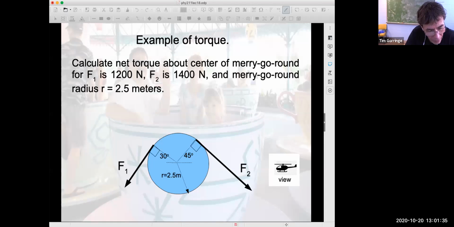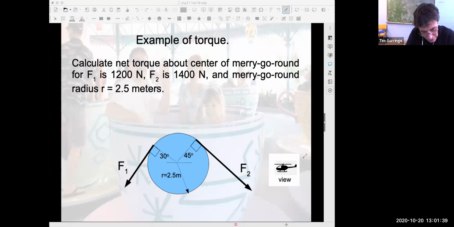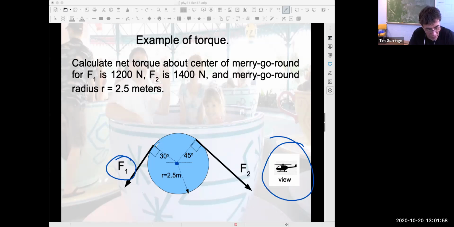So this is a sketch of that arrangement. This is a helicopter view. We're looking down from above on the merry-go-round. And here's the axis of rotation of the merry-go-round at the center. You see this force here, F1, it's being applied at the radius of the merry-go-round. And this force F2 here is also being applied at the radius of the merry-go-round. Now we've got two forces. They're going to create two individual torques, and we're going to sum them up to create the net torque, the total torque, the resulting torque. So let's go ahead and do that.